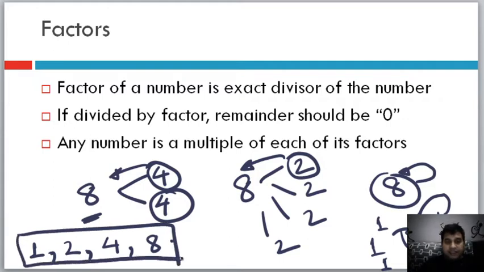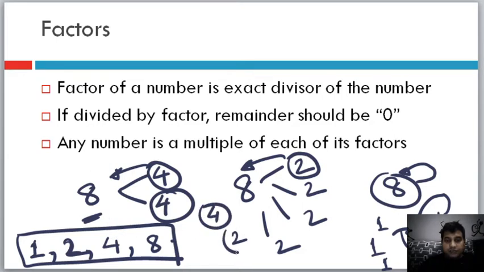And what is the mathematical interpretation? The mathematical interpretation is that if using all these numbers we divide it, it will be completely divisible. So let's try. 8 divided by 1 is completely divisible. 8 divided by 2 is 4, completely divisible. 8 divided by 4 is 2, completely divisible. And 8 divided by 8 once again is completely divisible. So that's the mathematical interpretation.